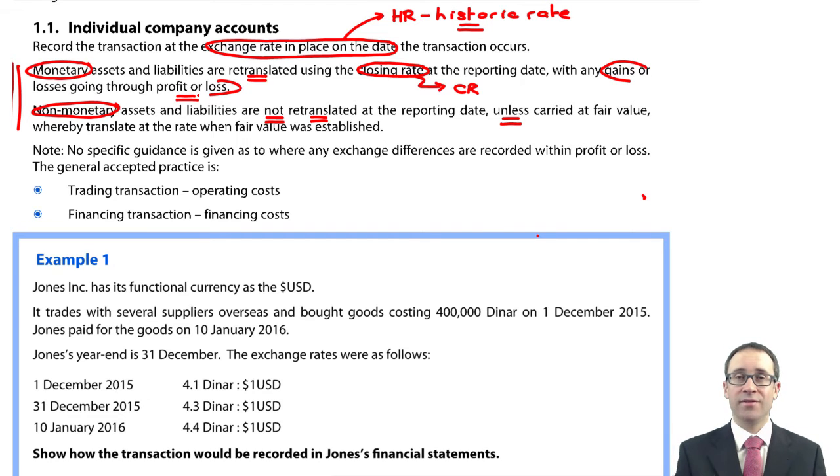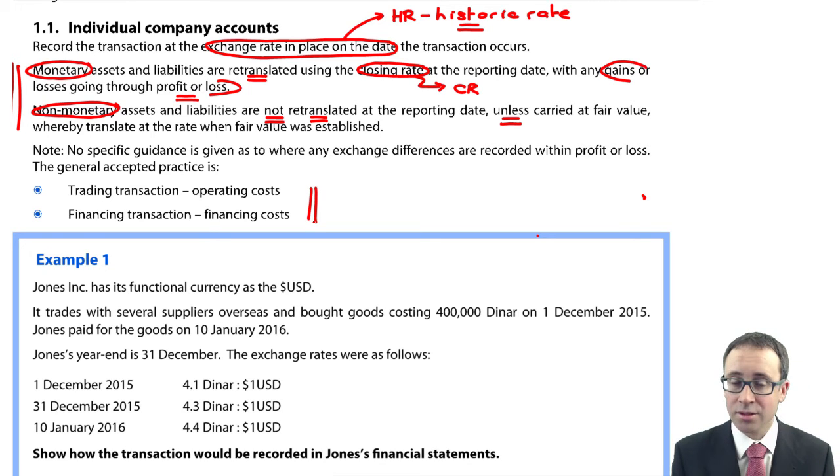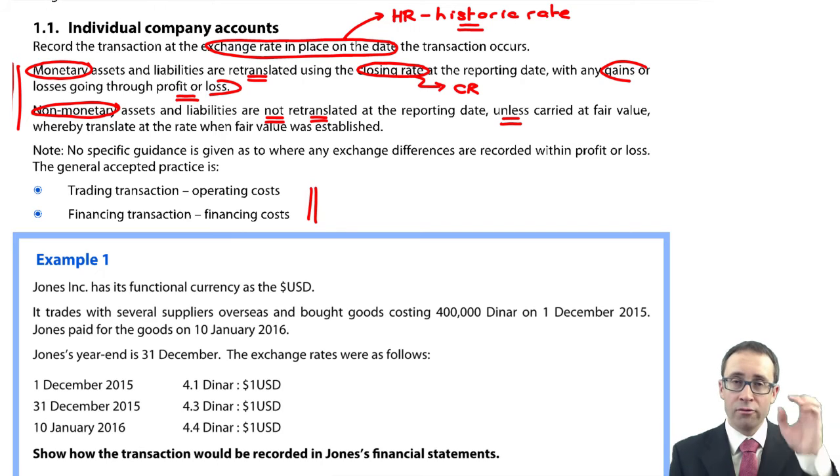Whereabouts those gains or losses specifically go, there is no specific guidance. We've just thrown it in there just as extra information, if you so wish, just to put your mind at ease. If it's anything to do with a trading transaction, then anything to do with, say, receivables or payables, then throw it there through your operating costs. And if it's there anything to do with the retranslation of an overseas loan, then that there is a financing transaction, so throw it through your financing costs. Okay, so they're the rules.